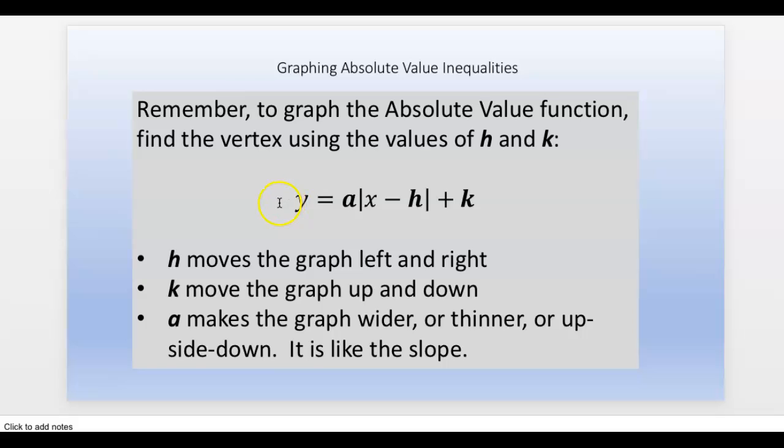This is an absolute value equation. And remember, the line for the equation is the same as the line for the inequality. It's just that in the inequality, sometimes the line is included and sometimes it's not. And for the inequality, you have to shade above or below.